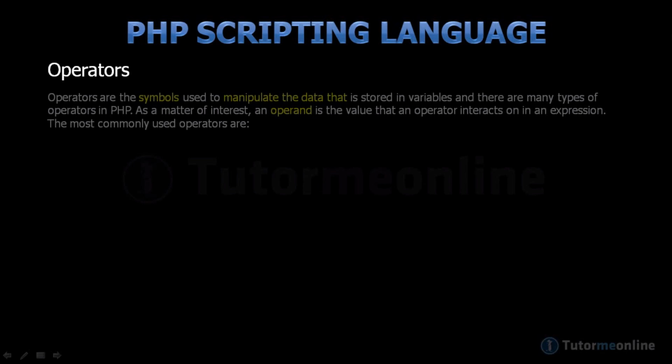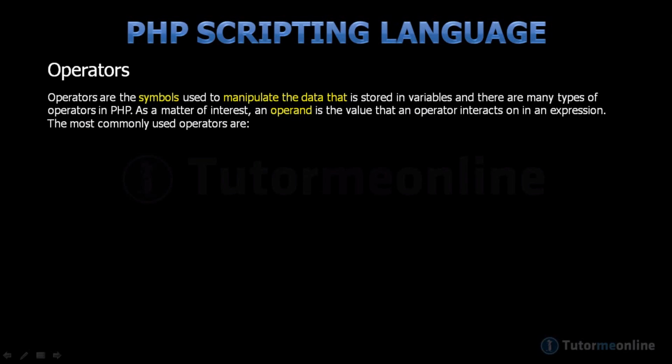Operators. Operators are the symbols used to manipulate the data that is stored in variables, and there are many different types of operators in PHP. As a matter of interest, an operand is the word used to describe the value that an operator interacts on in an expression. So for example, let's take a simple maths expression.